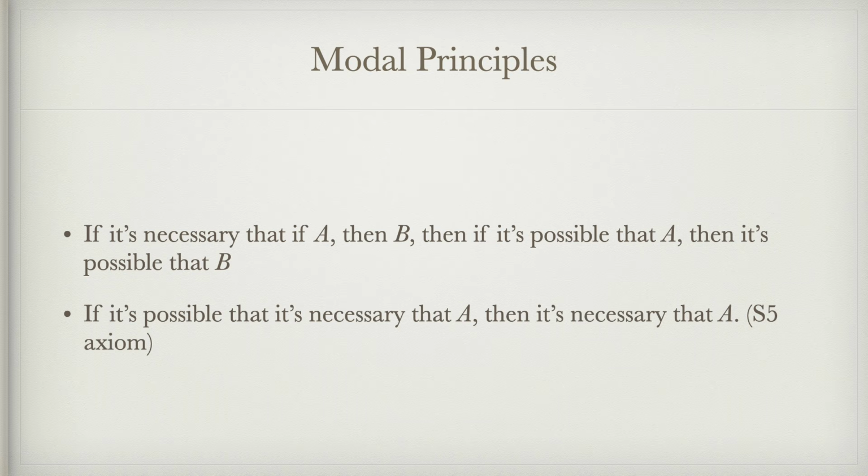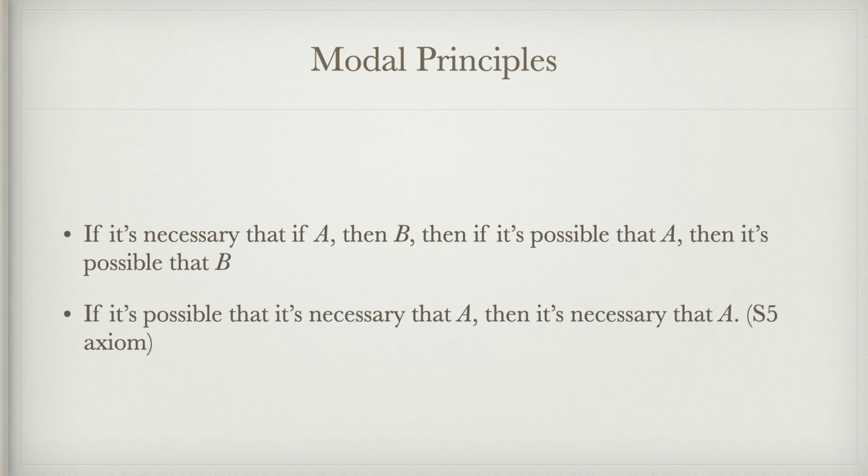One simply says that if A implies B, and A is possible, then B is possible. That one is pretty uncontroversial. That's true in all normal systems of modal logic. But the second one is much more controversial. It is the characteristic principle of a system known as S5. Now, S5 is the most popular system of modal logic for analyzing metaphysical necessity.